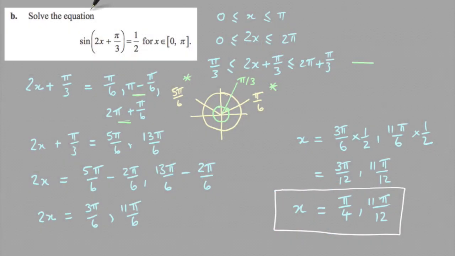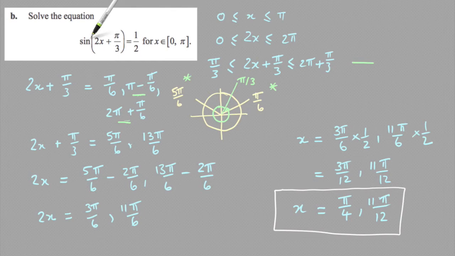Part B, solve the equation sine of this angle is equal to 1/2 for x is an element of 0 to pi inclusive. So the first step I'm going to do is change my domain to 2x plus pi on 3 is between what values, and if x is between 0 and pi inclusive, then 2 times x will be between 0 and 2 pi, just timesing everything by 2 to get this step, and then adding pi on 3 to everything, I end up with 2x plus pi on 3 is between pi on 3 and 2 pi plus pi on 3 inclusive. So that's where I'm going to look for my initial solutions in my very first step here.